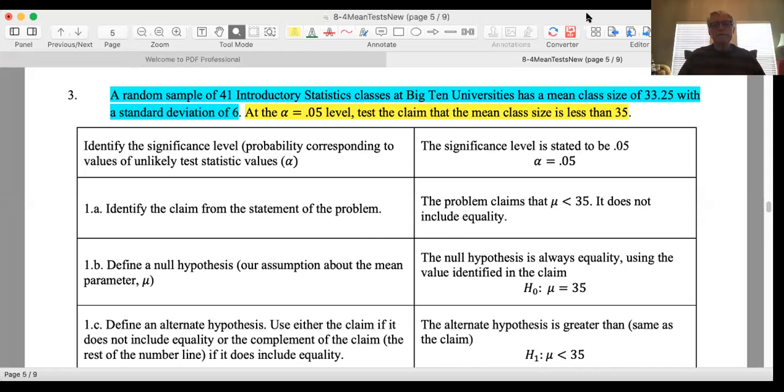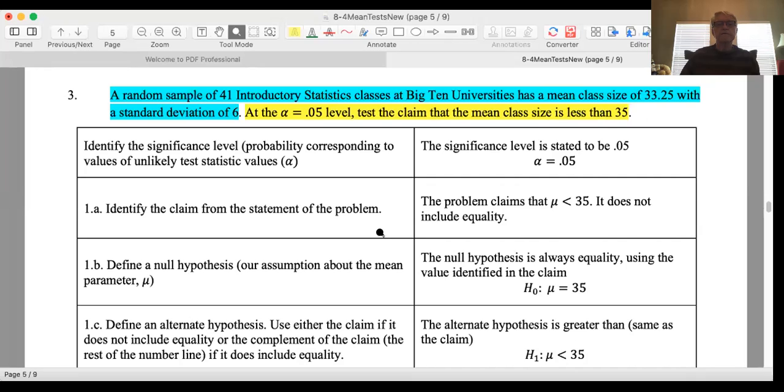We have a random sample of 41 introductory statistics classes at Big Ten universities, and it has a mean class size of 33.25 with a standard deviation of 6. At the alpha equals 0.05 level, test the claim that the mean class size is less than 35. I've highlighted in yellow the claim information with the significance level 0.05. The claim says that the mean is less than 35.